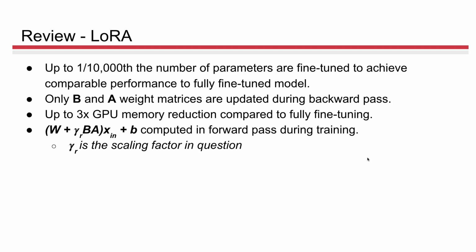So a few high-level points from LoRA. 1/10,000th the number of parameters are fine-tuned to achieve comparable performance to fully fine-tuned models. Only B and A weight matrices are updated during the backward pass. Up to 3 times GPU memory reduction compared to full fine-tuning, which I described in the previous slide. And then this forward pass is computed during training, which includes this gamma r BA term, where gamma r is the scaling factor in question for rsLoRA.